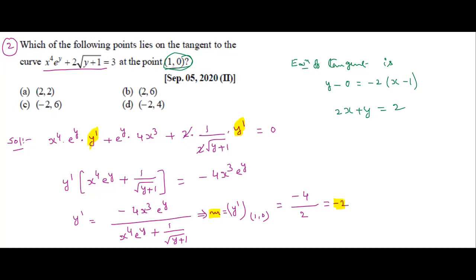So I am going to verify that point C, minus 2 comma 6. Substitute here, minus 4 plus 6, that's equal to 2. It is satisfied. C point is satisfied. So correct answer C. Third option correct.